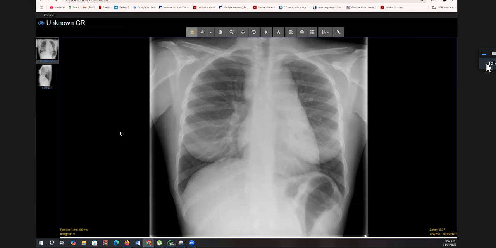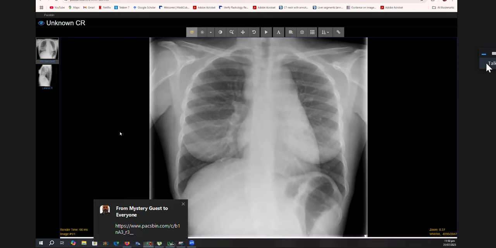Thanks. Okay, have a look at this one. This is an elderly male who has got abdominal pain.